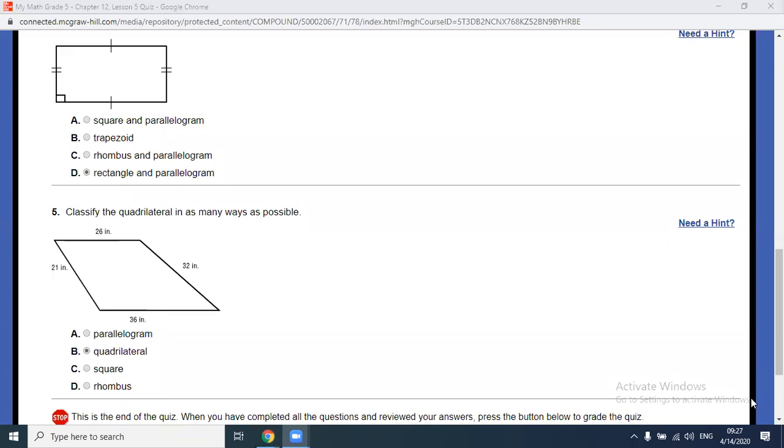Teacher, it's a quadrilateral because it has 4 equal angles or sides? It's not equal. Even for a quadrilateral, the sides are not equal. None of them are equal in this shape. So it's called what? Quadrilateral.